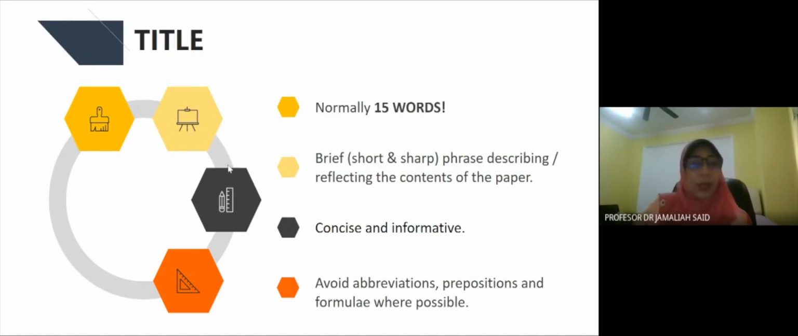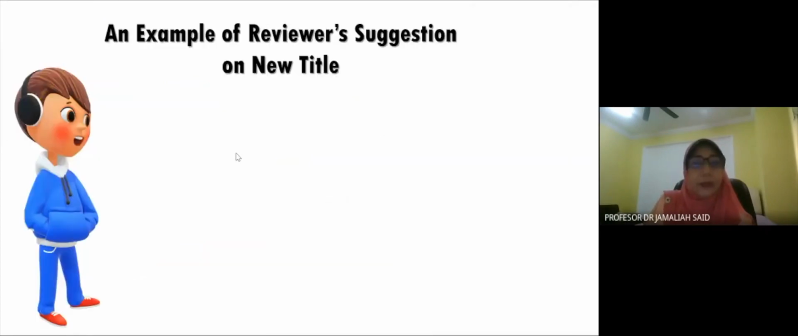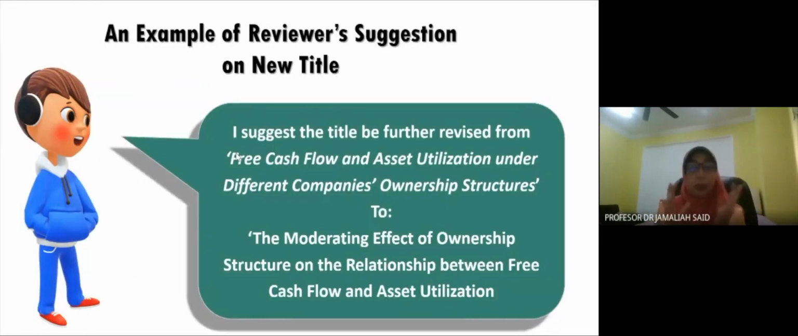I remember there is a suggestion, I think. The way you put the title, it must be catchy enough. For example, the first paper we sent, and we received a good comment. Our title was very straightforward: Free cash flow and asset utilization under different companies' ownership structure. It sounds very dull, right? Nobody wants to read that. But the moment we changed it into the moderating effect of ownership structure on the relationship between free cash flow and asset utilization, they accepted the article.